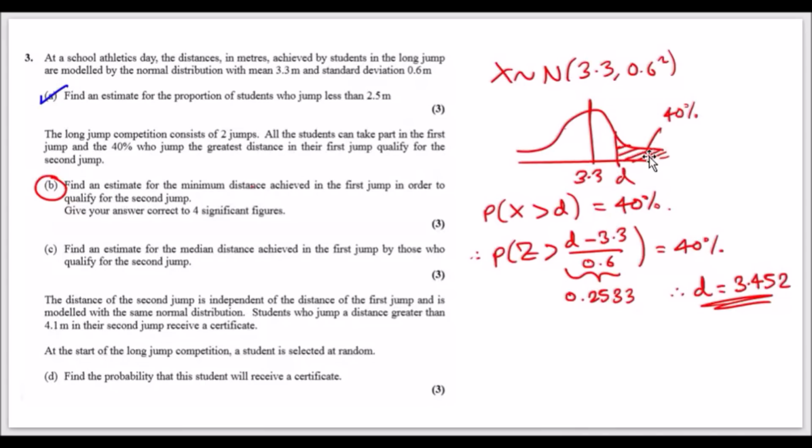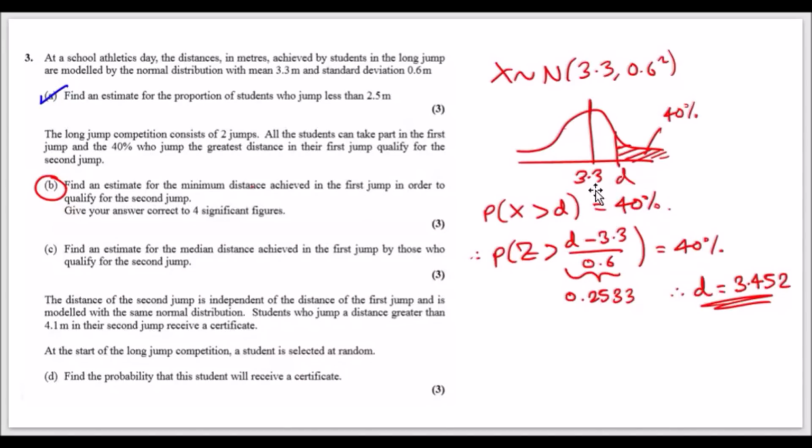Okay, so the reason why it's like this is because the middle is 50%, so all of this covers 50, so 40 must be on the right, and that's the area of interest. So D is bigger than 3.3, by the way. Now question part B. Find an estimate for the minimum distance achieved in the first jump in order to qualify for the second jump.